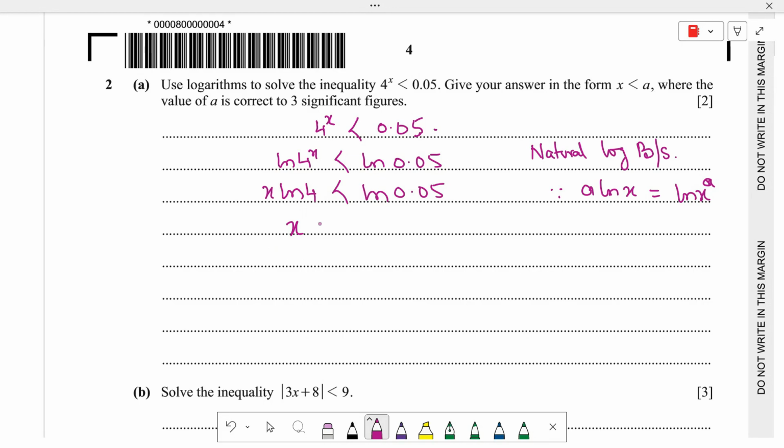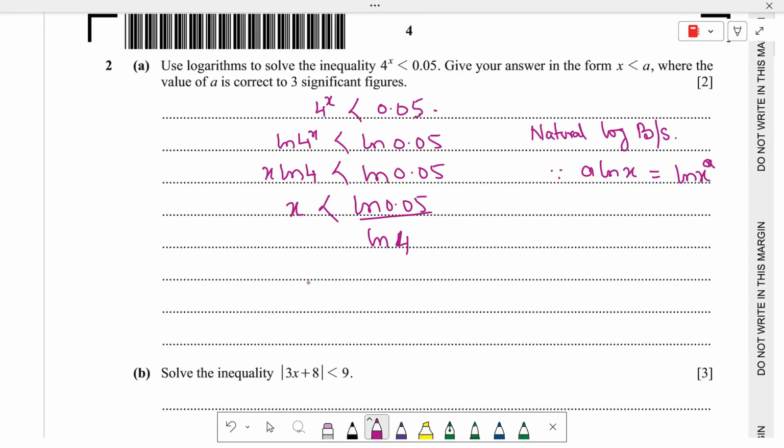So x is less than ln 0.05 over ln 4. When we solve this, x is less than negative 2.160. So we have achieved this format, and a in this case is negative 2.160.